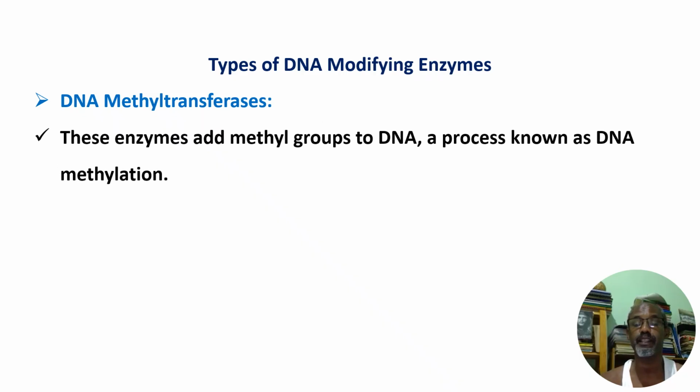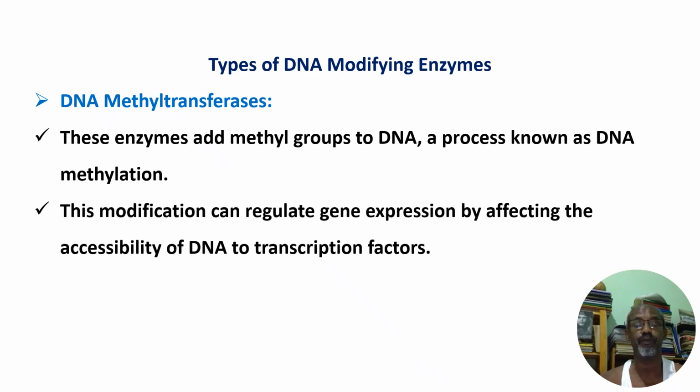These enzymes add methyl groups to DNA, a process known as DNA methylation. And this modification by addition of a methyl group can regulate gene expression by affecting the accessibility of DNA to transcription factors. You see that part of DNA to which a methyl group has been attached will not be easily accessible to transcription factors. So unless transcription factors come and attach to that region, there will not be transcription. Therefore, they block the gene temporarily. They block the gene from expression. Gene expression is temporarily, or of course in some genes permanently, shut off by methylation.